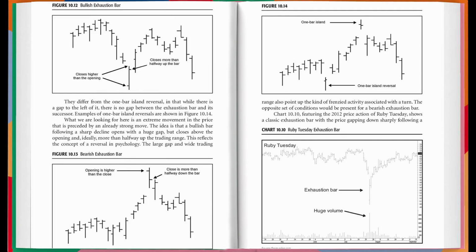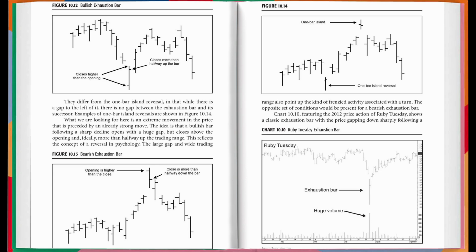They differ from the one-bar island reversal, in that, while there is a gap to the left of it, there is no gap between the exhaustion bar and its successor. Examples of one-bar island reversals are shown in figure 10.14.